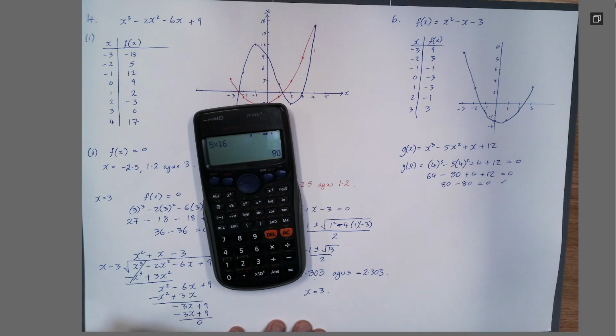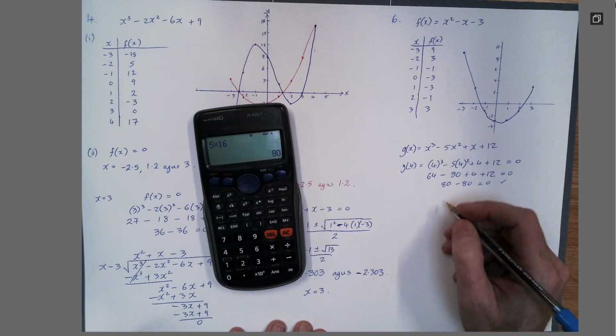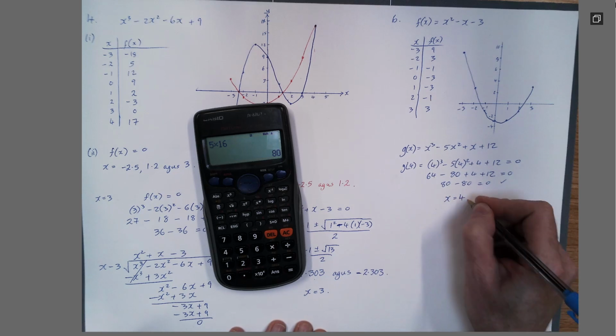So what you do is you use the factor theorem to find an integer root of g(x). That's an integer root, and you will find the other two roots in the other question.